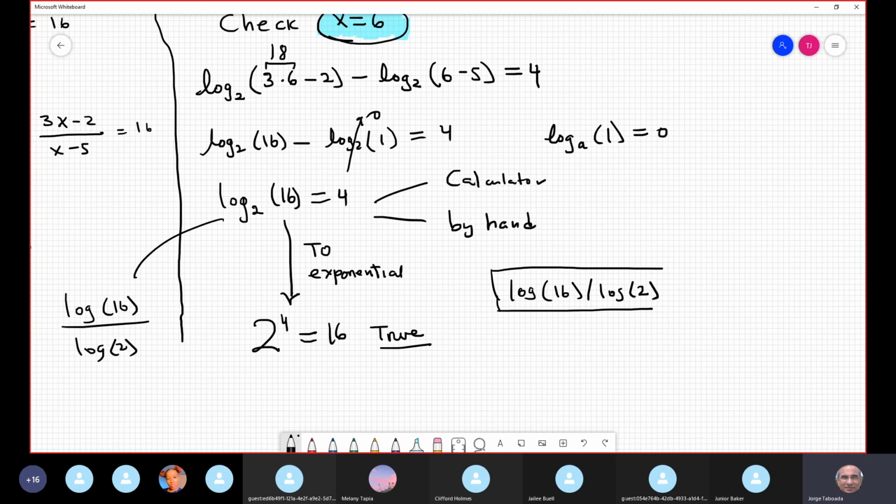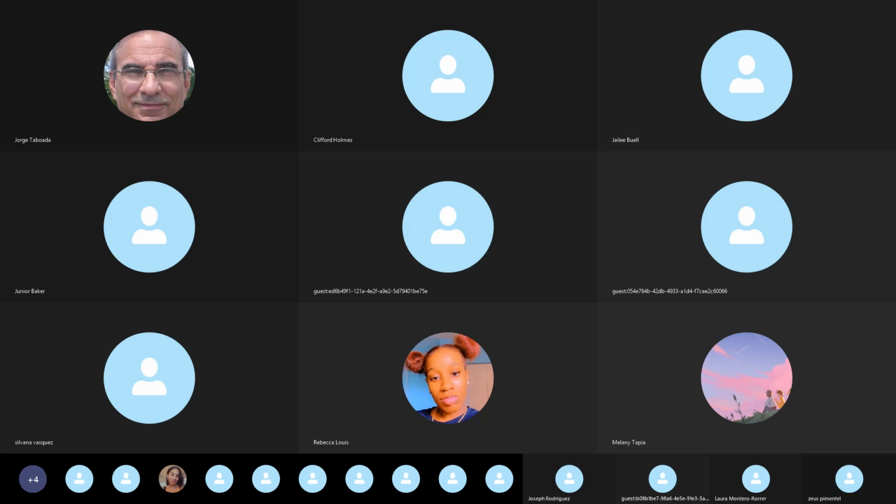Let me try in my own calculator. Okay, clear. Log 16, close the parenthesis, division, log of 2, close the parenthesis, press, boom, the answer is 4. Okay, you prove using the calculator that this is 4. True statement, the solution is perfect. Any questions, guys? Super good or super bad? Okay.